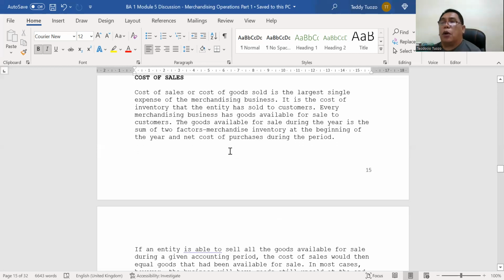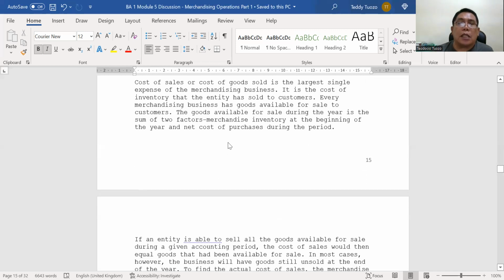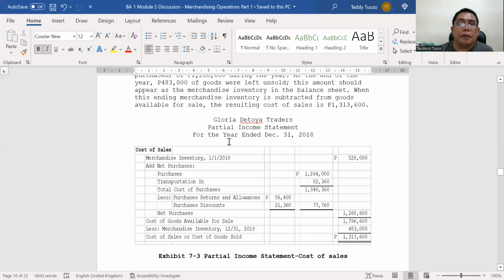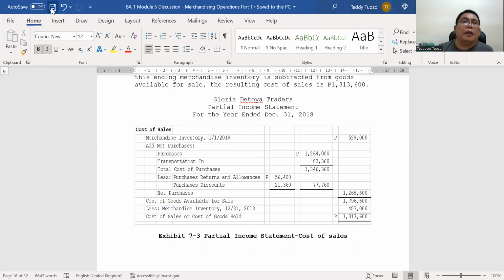Cost of sales, remember, is about cost again. Cost of sales is the cost of the goods purchased plus all costs incidental to purchase. Of course, class, this is already merchandising operations that we are discussing. New terms are being introduced, although initially we have been introduced to sales, gross sales, net sales, sales discounts, sales returns and allowances, transportation out, and transportation in.